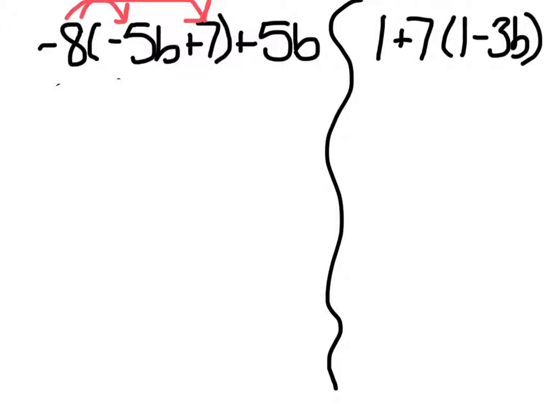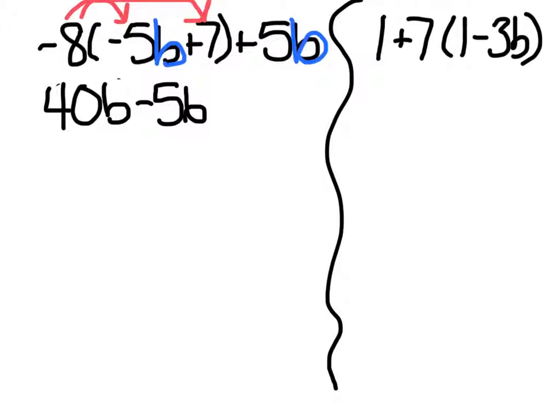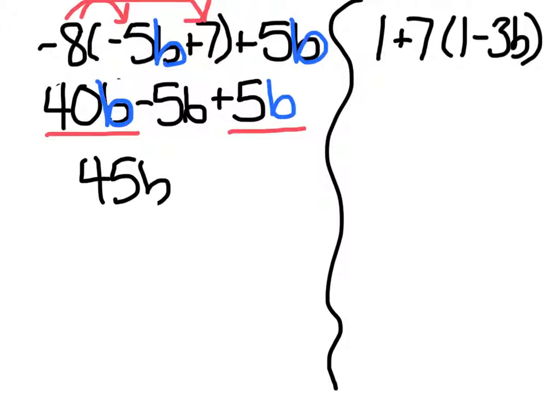Okay, I'm just going to highlight these b's so they stand out. This is a b, and this is a b. Okay, so let's start over. Negative 8 times negative 5b is positive 40b. And negative 8 times positive 7 is negative 56. And then we have to do plus 5b. Okay, so I underlined my like terms, 40b and 5b, and I'm going to combine those. 40b plus 5b is 45b minus 56. I just bring that down. I can't combine that with anything. And there's my answer.